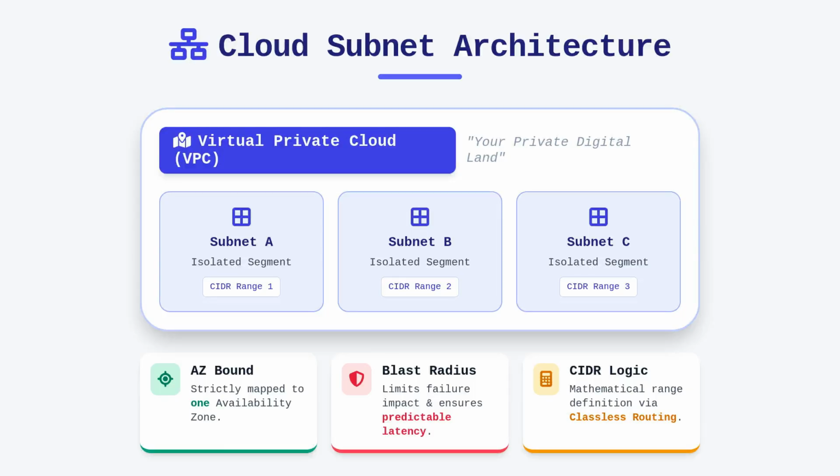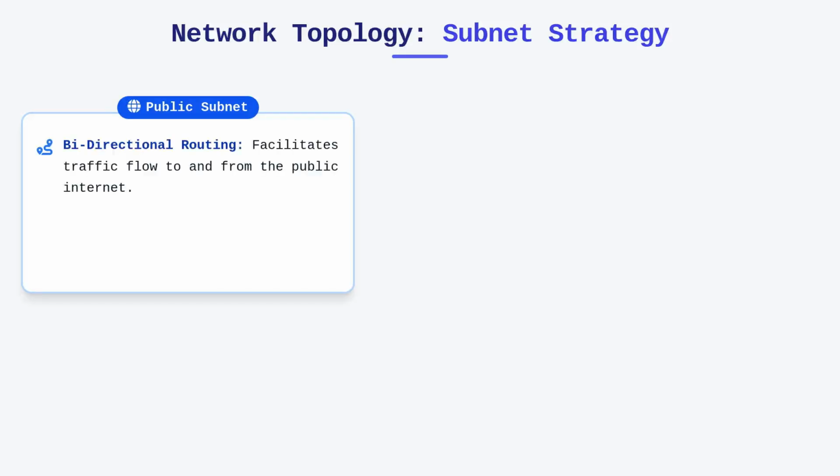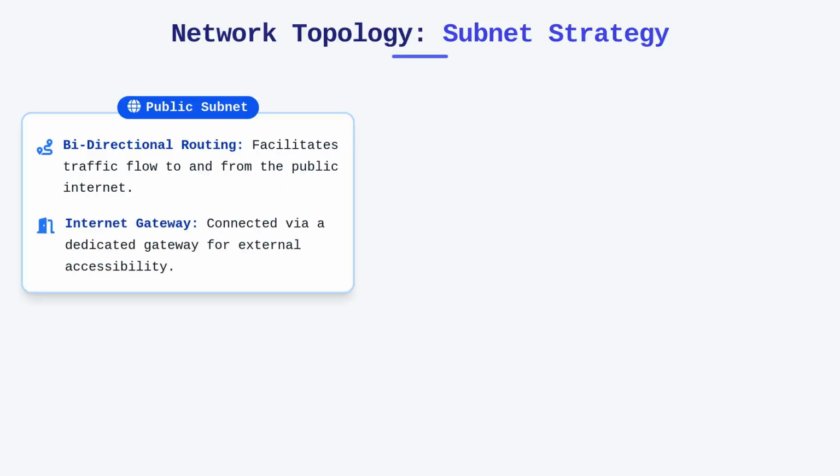The mathematical reality of these subnets is dictated by classless interdomain routing, where you assign specific CIDR blocks to define the range of private IP addresses available to your resources. One of the most important decisions you face when designing this network topology is the choice between public and private subnet configurations. A public subnet is characterized by its ability to route traffic to and from the public internet, usually facilitated by a public gateway associated with that specific subnet.